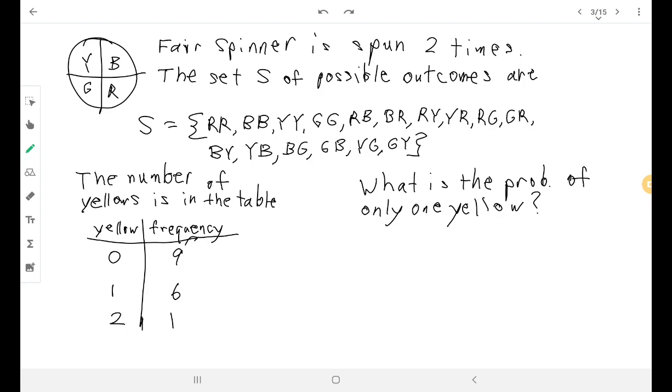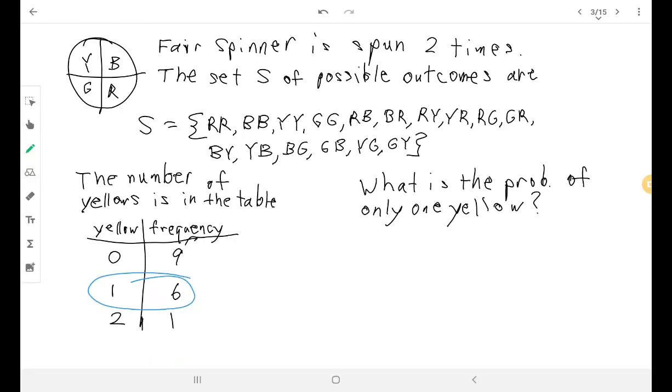Okay, so if you went through this and counted how many of them there are without yellows, like all of those, you'll see that there are 2, 4, 6, and 3 is 9 of them. And how many times do I get 1 yellow? I get 1 yellow 6 times, right? And how many times do I get 2 yellows? Well, there's only 1 time where I get 2 yellows. That's right there. Okay.